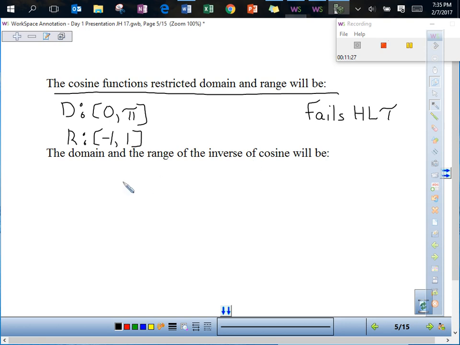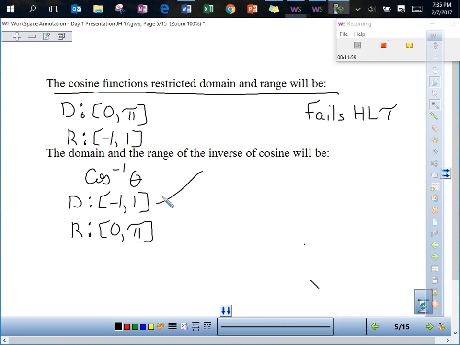Now, the range of the inverse cosine then, I'm just going to flip those around. The domain is going to be negative 1 to 1. My range is going to be 0 to pi. Here's what this says in terms of your calculator. If your calculator was talking to you, it's saying, hey guy, you can plug in any number into me from negative 1 to 1. In return, I'm going to give you answers between 0 and 180 degrees, which we're going to call 0 to pi.